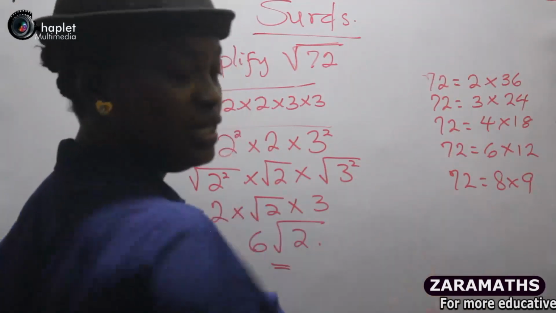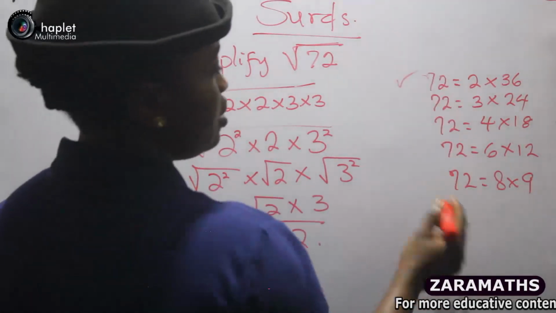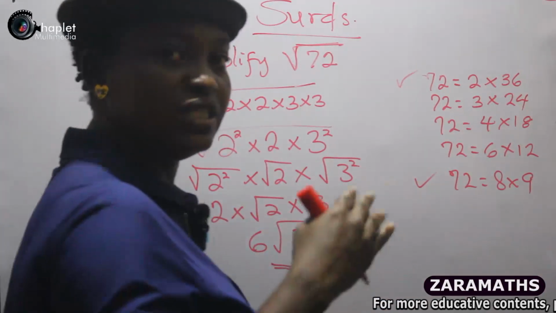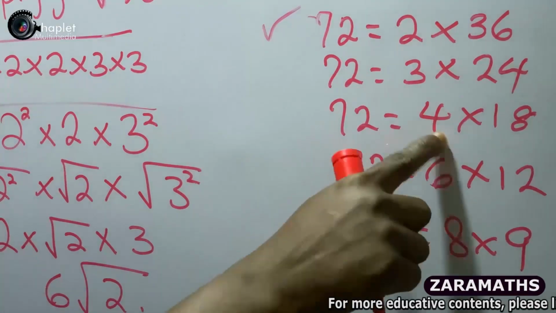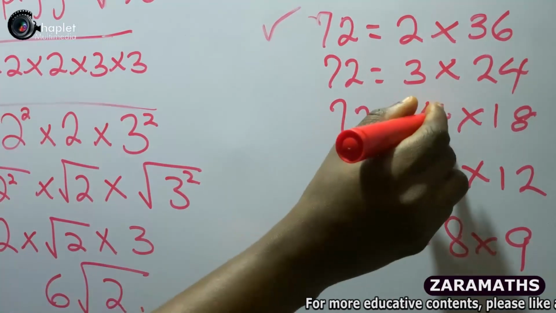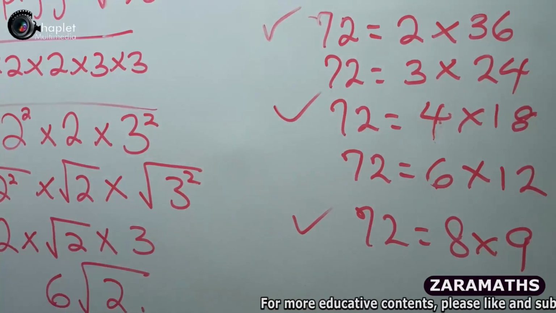Also, 9 is a perfect square. You find the square root of 9, you'll be getting 3. So that means we can use this, using the second method I explained earlier. Likewise, this 4 is a perfect square. So you can use any of these three for that method.